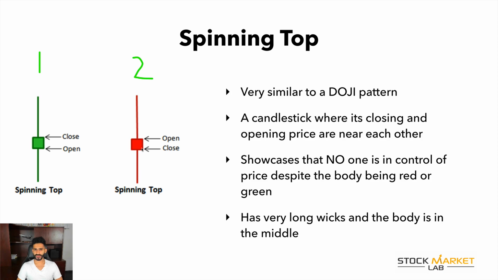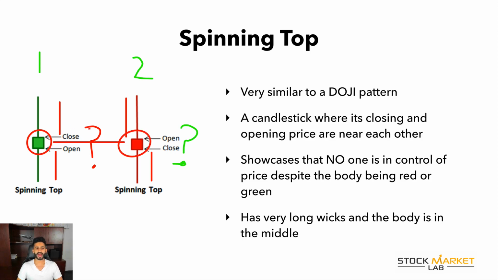Now, if I look at number two and it's red, who has more control? Bulls or bears? No one. It's the same thing, they're neutral, even though the body's red. Why is it neutral? Because look at the wicks. Very, very long wicks. The wicks represent that bulls and bears are indecisive, that there's no one in control right now.